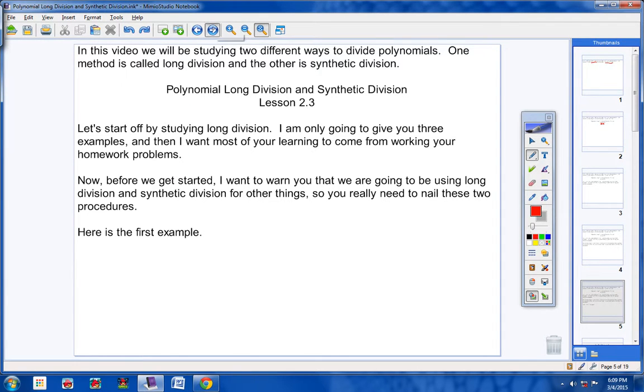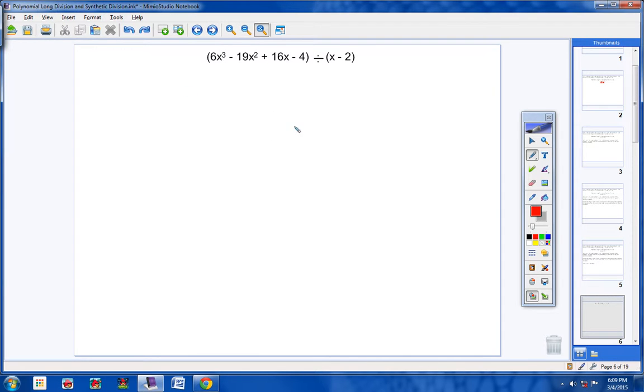Here's the first example. Alright, now let's go ahead and write this in long division form. First of all, always learn to write your divisor and your dividend in standard or general form, okay? So here's my divisor. I'm dividing by x minus 2. Standard form means I write the highest exponent first of my variable. In other words, my variable comes first, then my constant term.